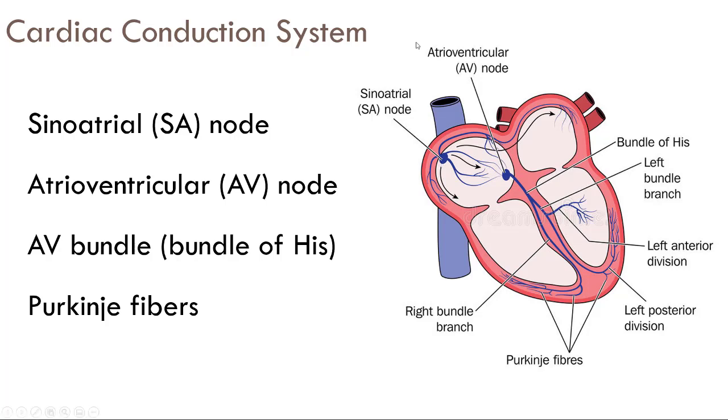It's driven internally. So it starts here at the SA node, the pacemaker node, and it has a signal that goes down to the AV node. That signal comes down through the septum here. This is called the AV bundle, or the bundle of His. And then the nerves come out through the ventricle wall to make sure that there's a very smooth contraction. And we'll go through this.